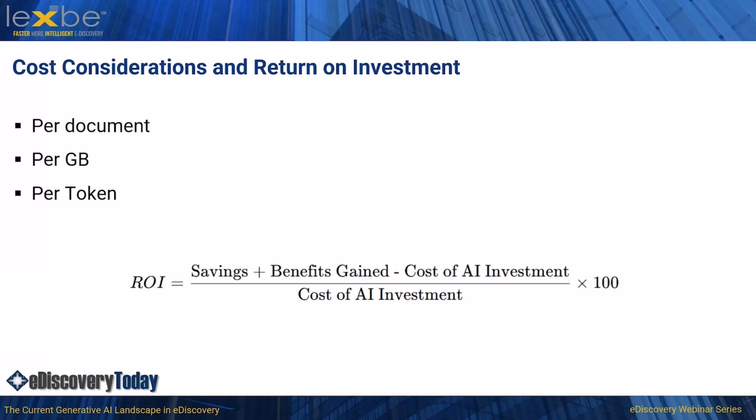The first two approaches, per document and per gigabyte, are aligned with how other services have been priced in eDiscovery. So I think people are used to them, and they're also the most predictable from a customer standpoint. If you know how many documents you have or how large your collection is in gigabytes, you can at least somewhat estimate your cost for using generative AI in theory.